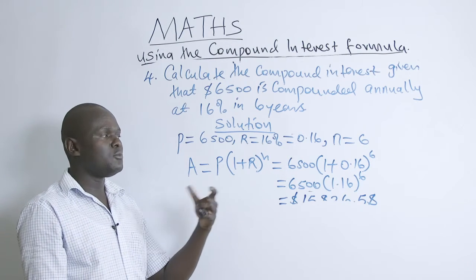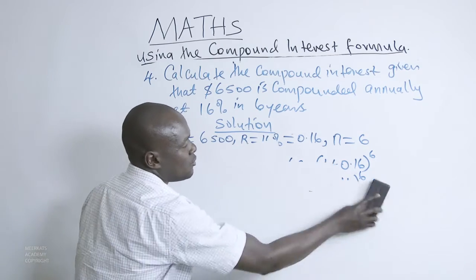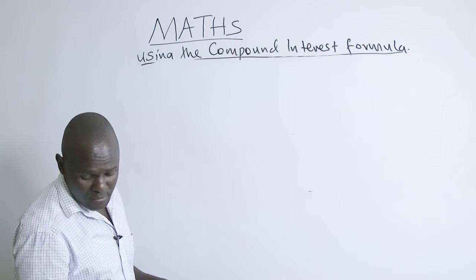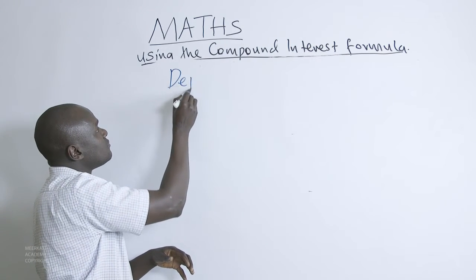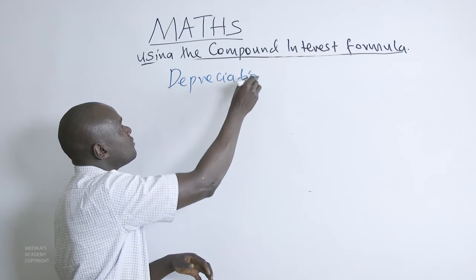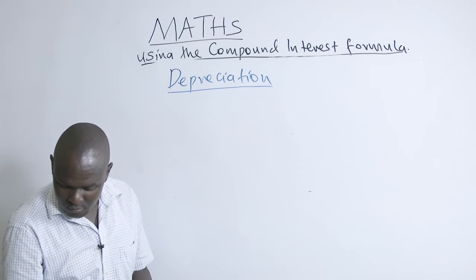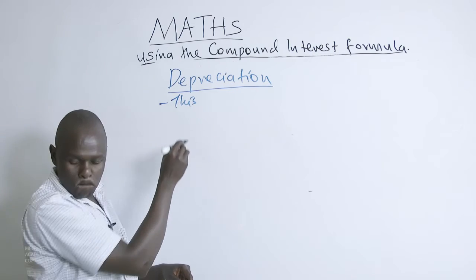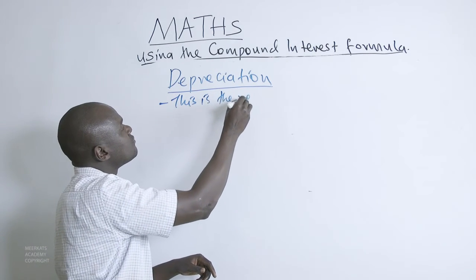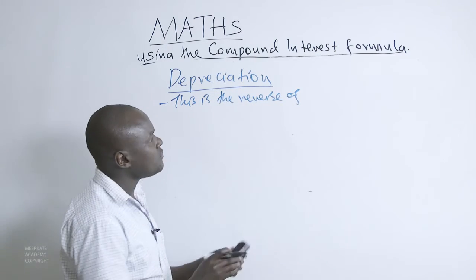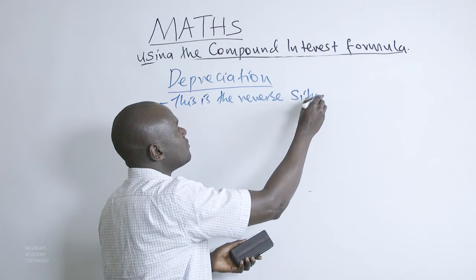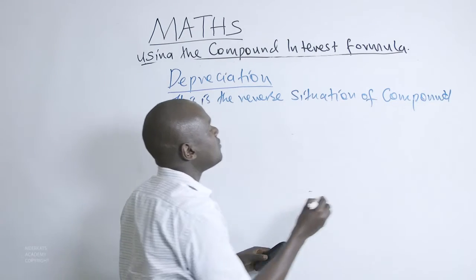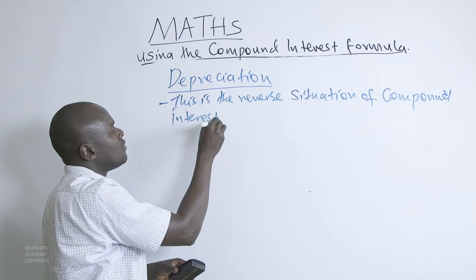So let us look at depreciation, because it is some kind of the reverse of what we are talking about. It is still under compound interest. It is called depreciation. Depreciation, we are saying this is the reverse situation of compound interest.